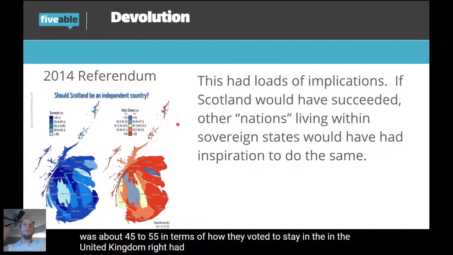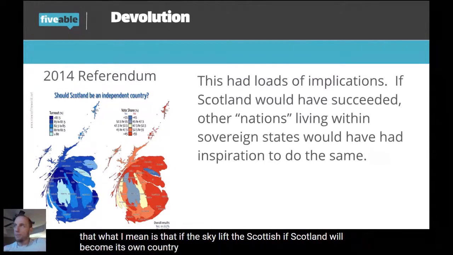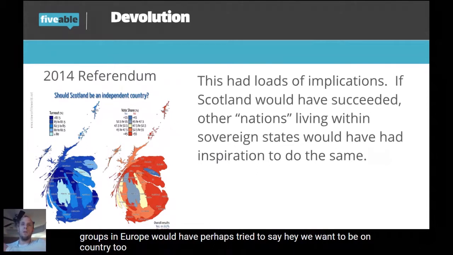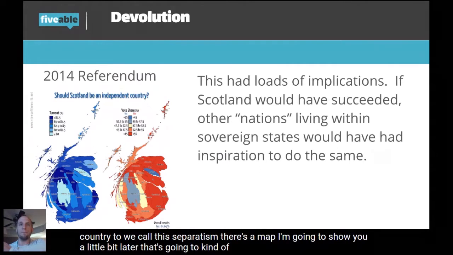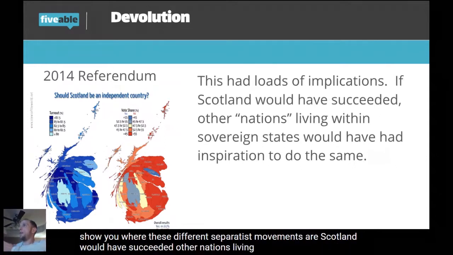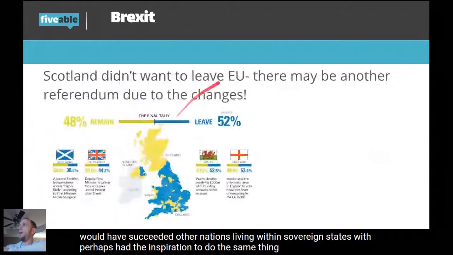Right, it had loads of implications. By the way, when I say that, what I mean is that if Scotland would have become its own country, you would have possibly seen many other groups in Europe try to say, hey, we want to be our own country too. We call this separatism. There's a map I'm going to show you a little bit later that's going to spell that out for you and show you where these different separatist movements are. If Scotland would have succeeded, other nations living within sovereign states would have perhaps had the inspiration to do the same thing.